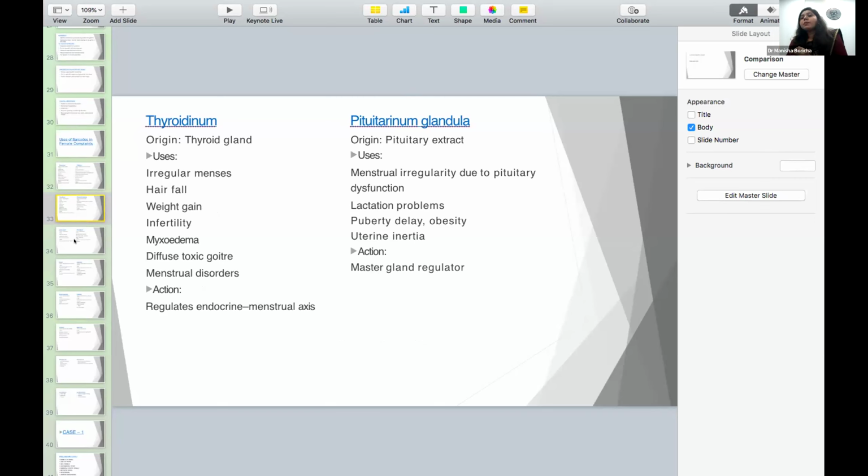Pituitarium glandula is prepared from the pituitary extract, and it is the master of the glands, so we can consider it in menstrual irregularity due to pituitary dysfunction, lactation problems, puberty delay, obesity and uterine inertia. The main action is master gland regulation. So it is the center, and everything is in the periphery. If the center is normal, then the periphery is always better.